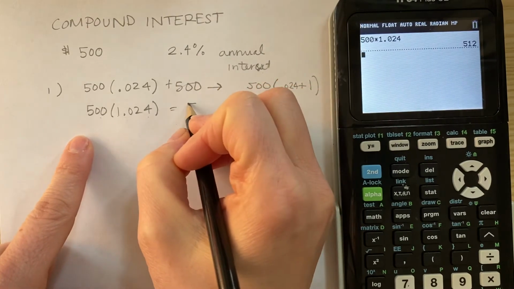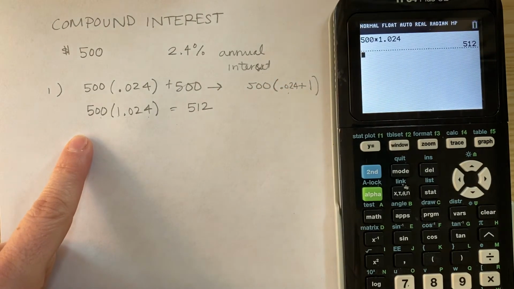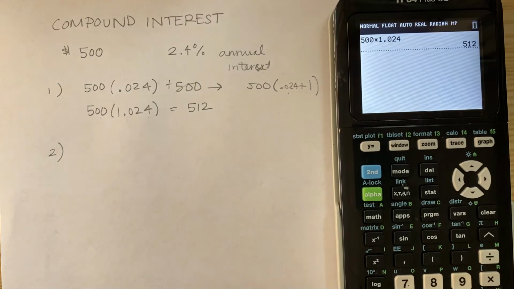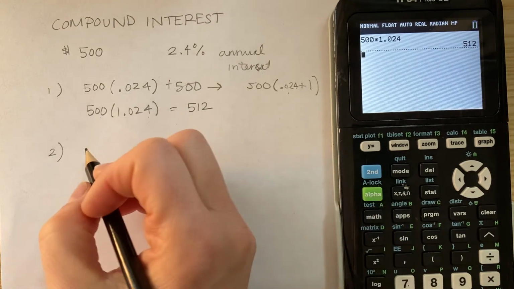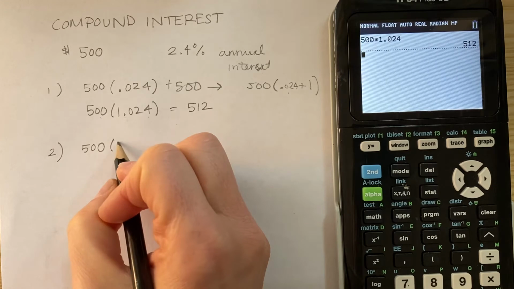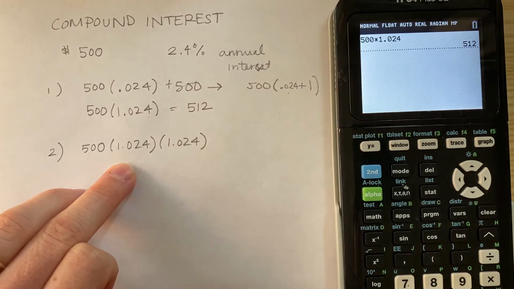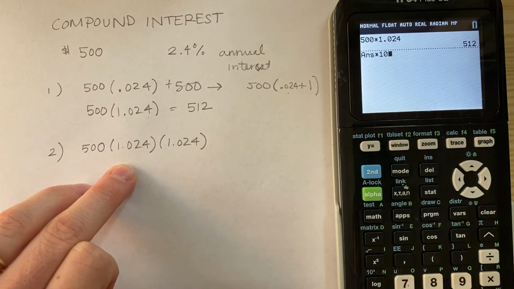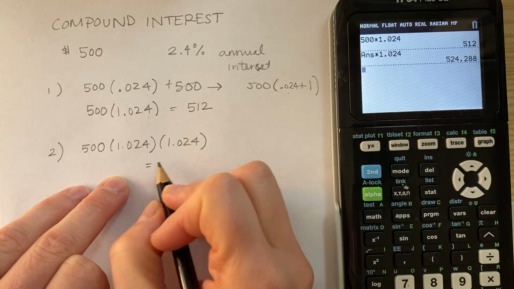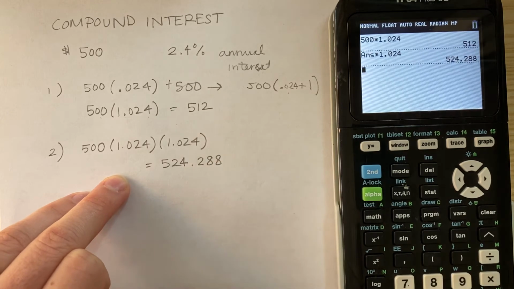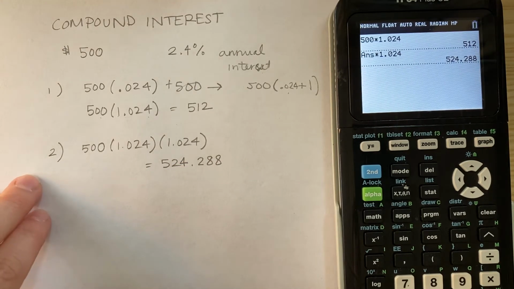Hey, not bad. You made $12 in interest. Great. Well, how much money would you have after the second year? Now you could take that 512 and multiply it by 1.024, or you could say, I'm going to take 500 and multiply it by 1.024 the first year, and then multiply it by 1.024 again the second year. And you get $524.288, which is weird. We probably round that up to 29, right?